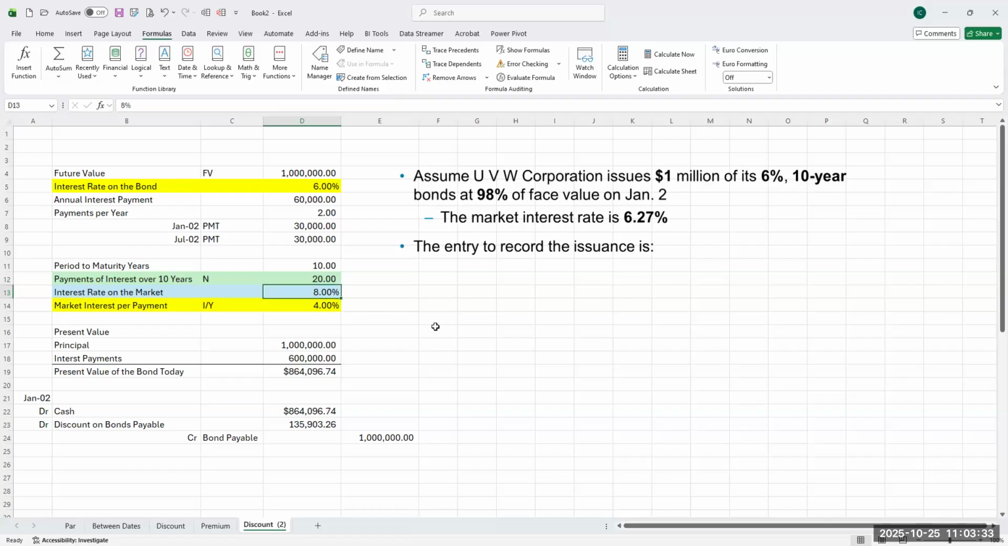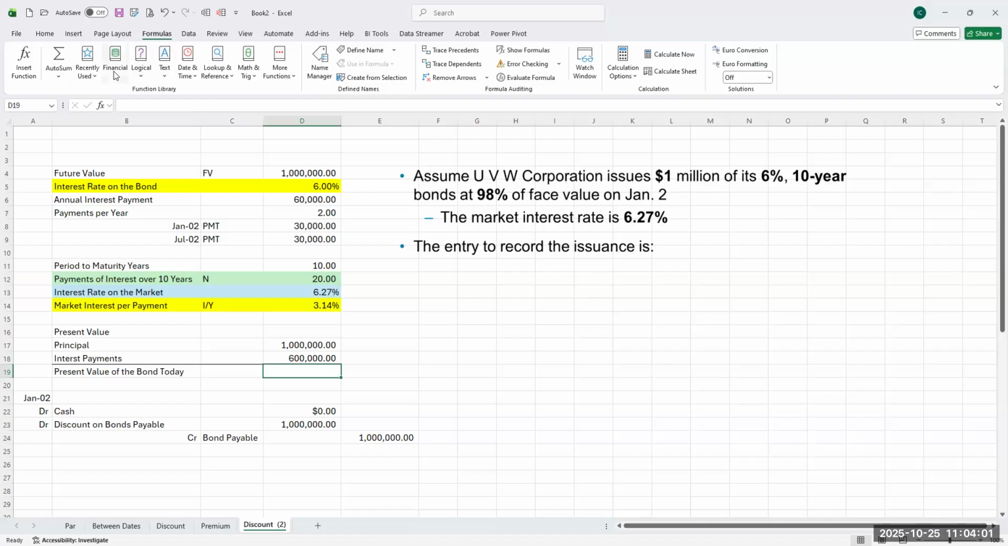Now the market rate here is 6.27%. Before I do this, I want to delete this number. So the market rate is 6.27%, or per single payment, the interest rate is 3.14%. So now let's calculate the present value. I purposely deleted that one so we can do the calculation ourselves.